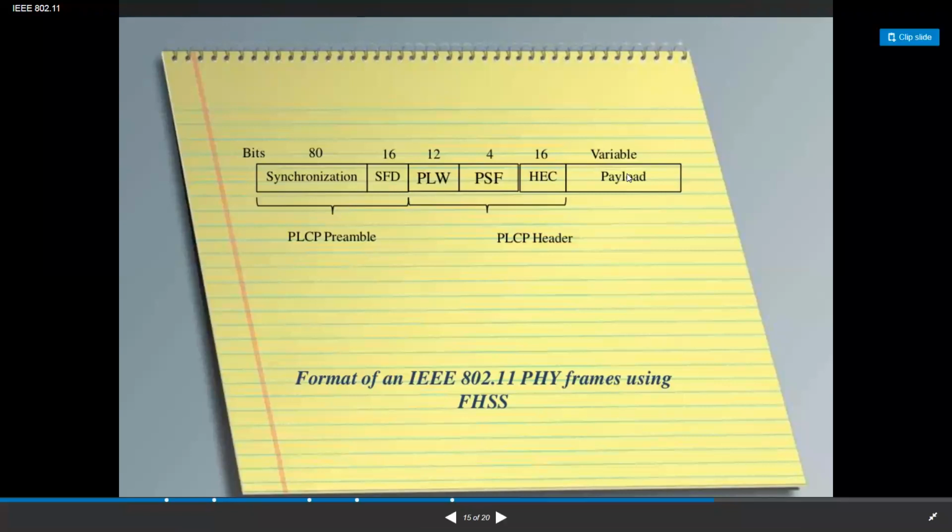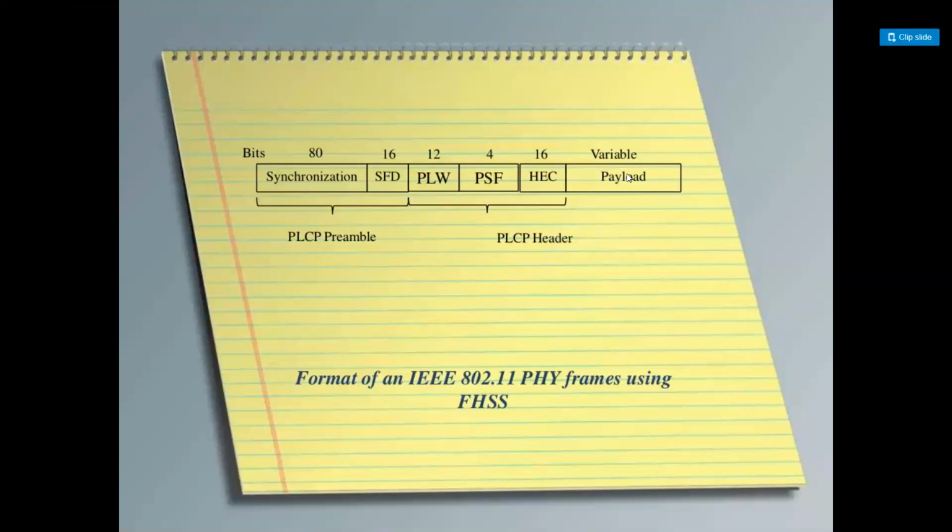Coming to this synchronization, it is 80 bits in length and is composed of alternating 0 and 1 sequences. This synchronization is alternating zeros and ones, because it deals with synchronization. This field provides the synchronization between the sender and receiver.